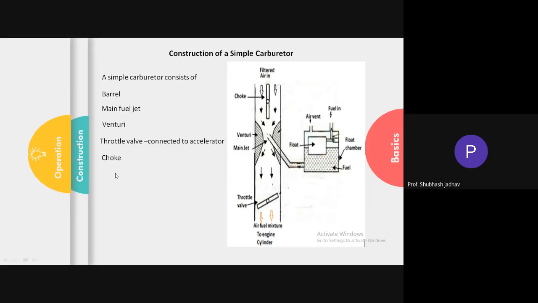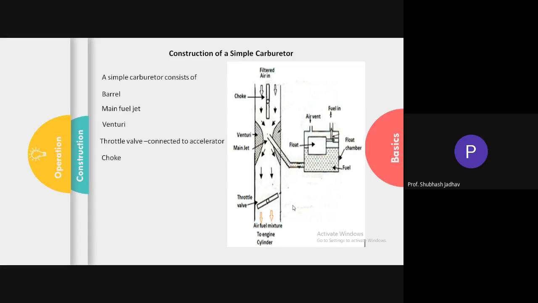Next is a choke. So this is your choke. Now where is the choke? The choke is connected to the air side of the engine, the atmospheric side of the carburetor. So here the choke is connected to the air side, and the throttle valve is connected to the mixture side of the carburetor. So this thing you will remember.